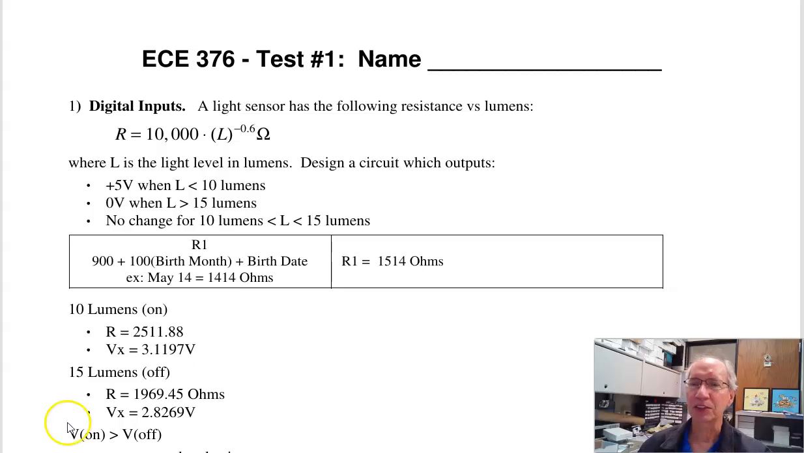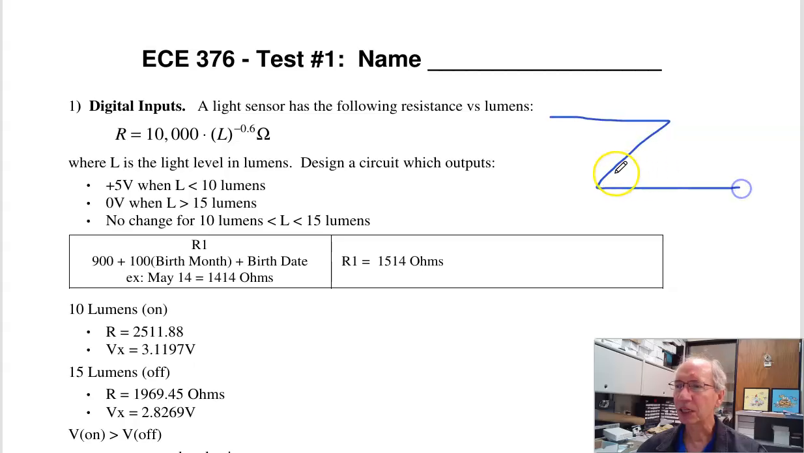Suppose I have a light sensor where the resistance changes with light level by this equation. Come up with a circuit that outputs 5 volts when it's less than 10 lumens, 0 volts when more than 15 lumens. So this is kind of what it looks like. I turn on right here at 10 lumens. I turn off at 15 lumens.